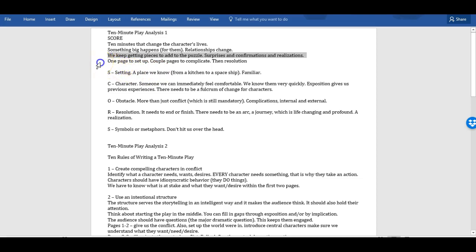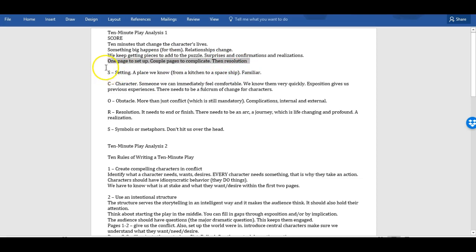A very technical thing is a 10-minute play should be about 10 pages long, and we'll talk about formatting in a bit. You get one page to set up the situation, a couple of pages to complicate things, a couple more pages to complicate things, and then there's a resolution. Just like with the basics of all plays, all dramatic literature, you get a setup, complications, and then a resolution.